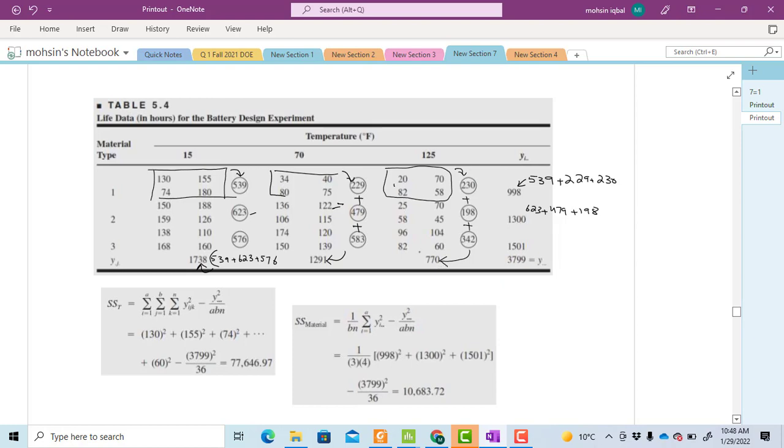Now the row sums will tell us the sum of squares for factor A, and factor A is material. The sum of these values, 998, 1300, 1501, will tell us the sum of squares for the material, or the sum of squares for factor A. Then, for the column sums, let me clear the figure so that we can work on it easily.